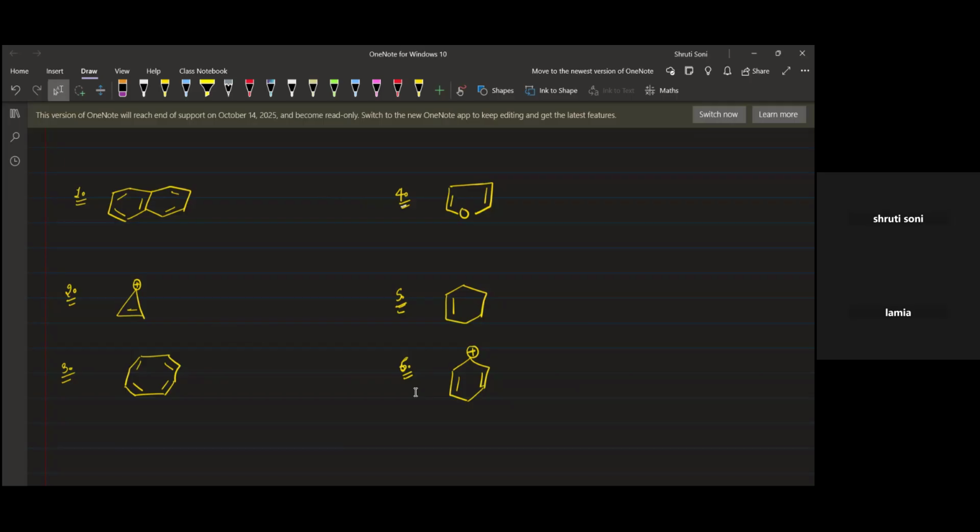Okay, so the first one: is it aromatic or not? Firstly, the first thing is whether the compound is cyclic or not. Yes. So first thing, check. And the second thing is whether all carbons are sp2 hybridized.